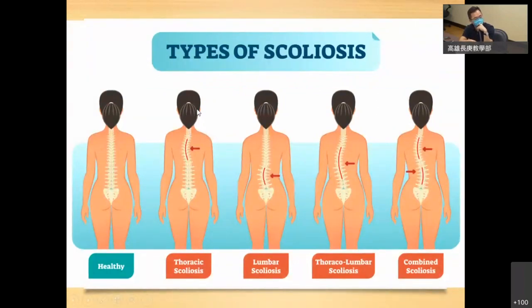In this picture, the left-hand side is a healthy patient. We should see that in the coronal plane, the spine should be in a straight line. But if the spine is out of the straight line in the thoracic part, we say this is thoracic scoliosis. If the curvature is located on the lumbar area, we see this as lumbar scoliosis. If the curvature is located over the thoracic and lumbar area, we call this thoracolumbar scoliosis. And maybe there are two parts, one curvature on the thoracic and one curvature on the lumbar. So it's combined, we say this is a combined scoliosis.